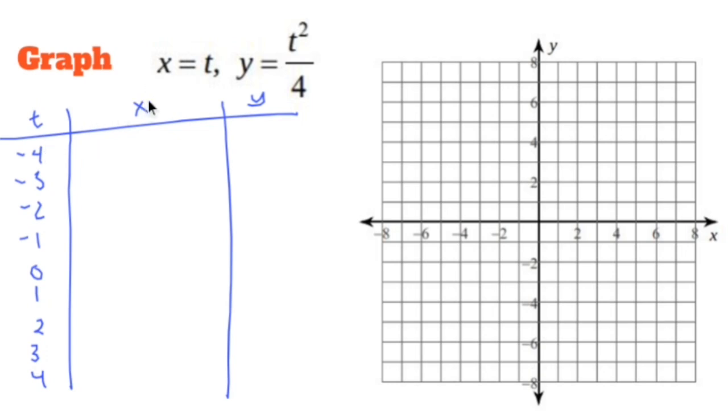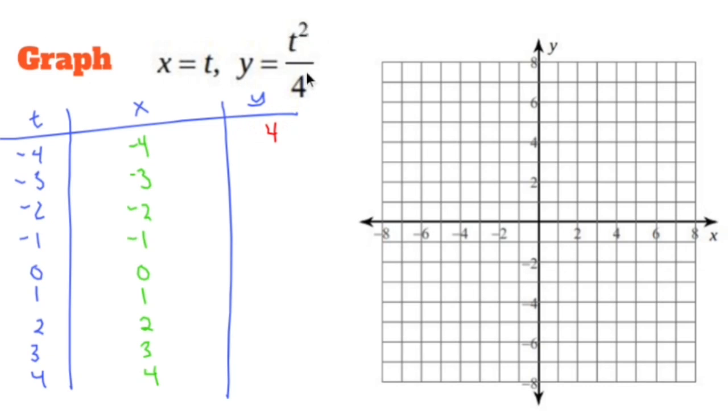If x is t, then that makes this left side pretty easy. X is t means x is -4, x is -3, x is -2, x is -1. You get the idea. Here the math is a little bit more complicated, but it's nothing to lose sleep over. T is -4. -4 squared is 16. Positive 16. 16 over 4 is positive 4.